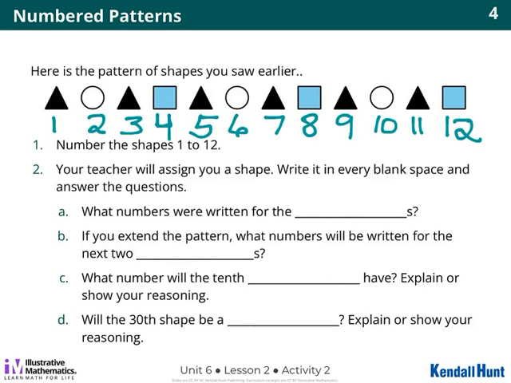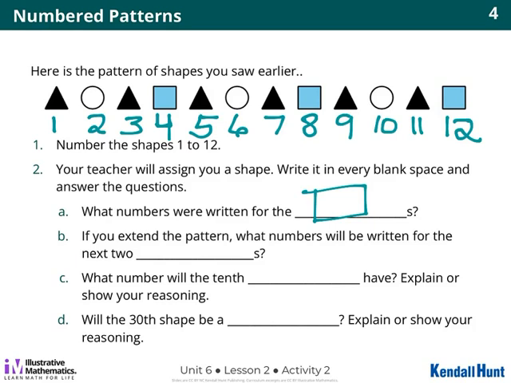We're going to do the circle group last because that was hard. We're going to start with square. Okay? So for the square, let's start out. What numbers were written for the squares?